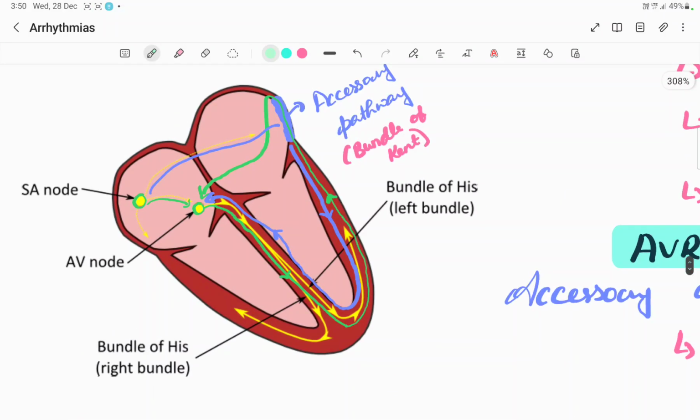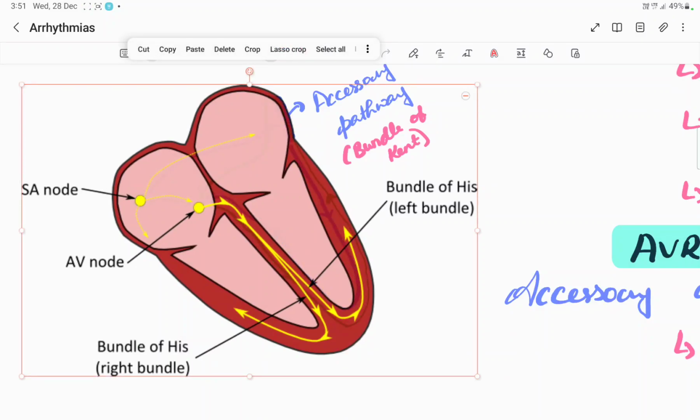So in orthodromic, what happens? First, see this green colored pathway. The normal conduction pathway remains the same. From SA node it goes to AV node, from AV node to bundle of His and the bundle branches. But after that, it goes through this accessory pathway, the bundle of Kent, and it again comes back to the AV node and a circuit is formed. A re-entrant circuit is formed and this causes tachycardia.